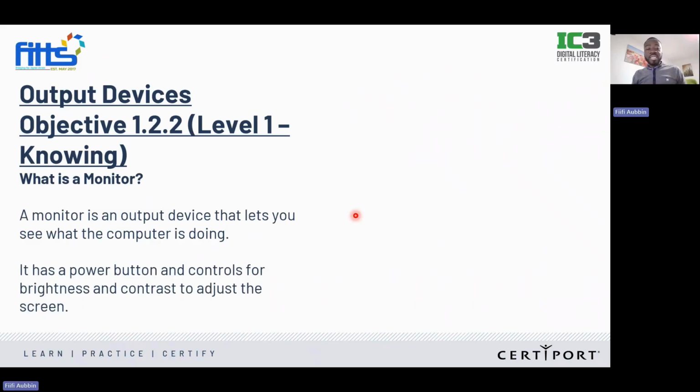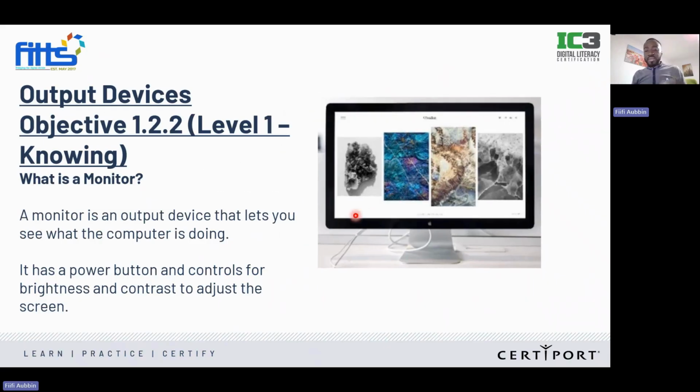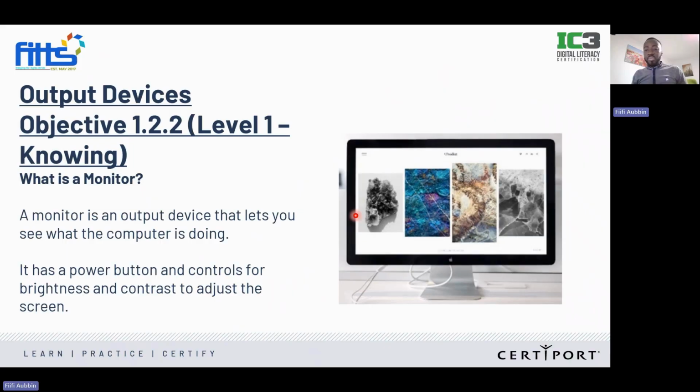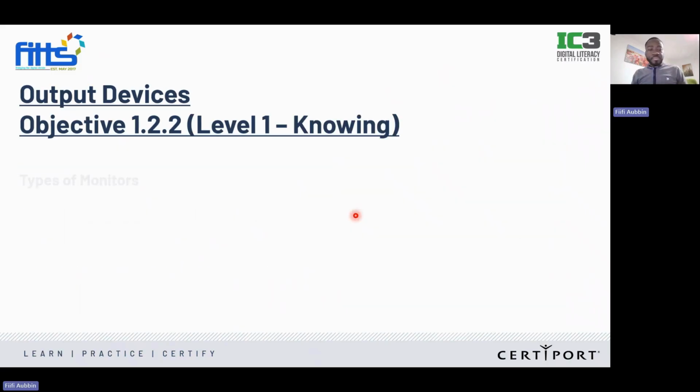It has a power button and controls for brightness and contrast to adjust the screen. For desktop monitors, you do have some buttons which you can adjust. There's a classic example of an Apple monitor, and usually some come with controls like that. That's basically it.